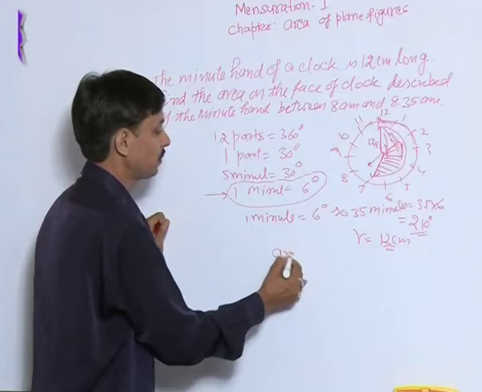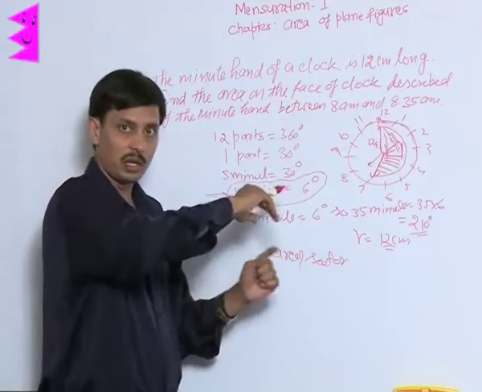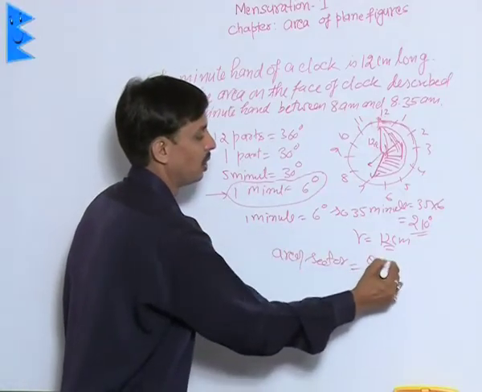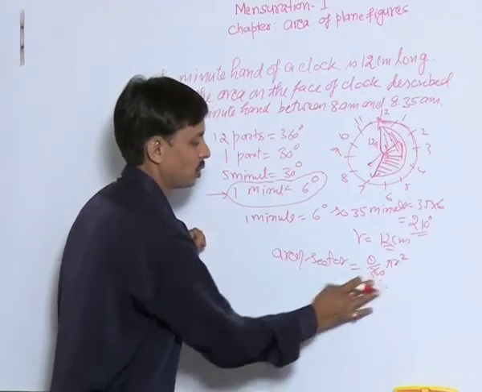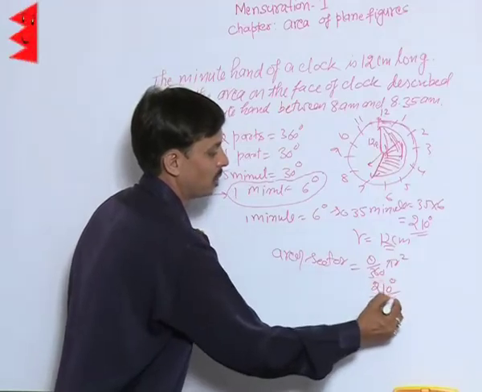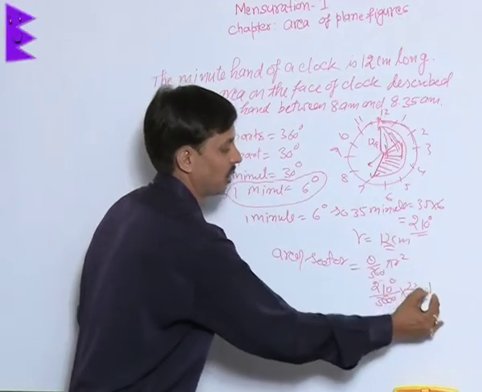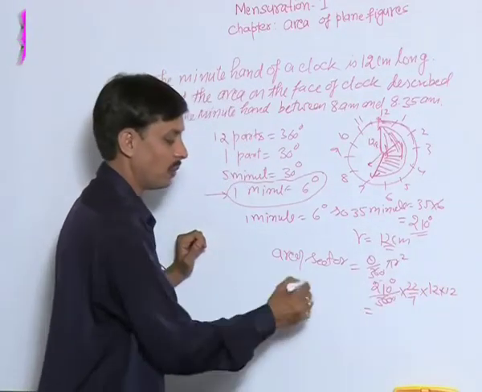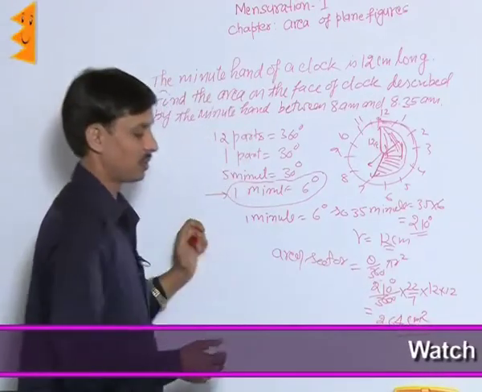So area of sector, because when any hand of the clock moves, it makes a sector. So area of sector becomes theta upon 360 pi r square, meaning by 210 degrees upon 360 degrees into pi, which means 22 by 7, and r square, that is 12 into 12. If we simplify this value, we will get the area as 264 centimeter square.